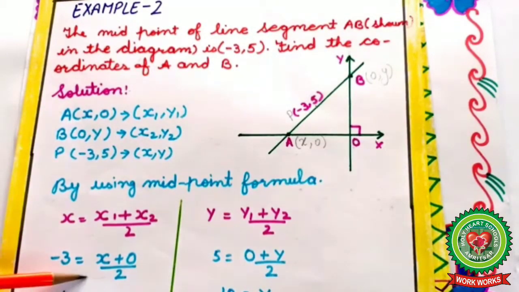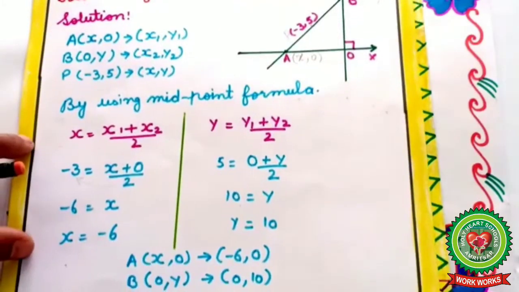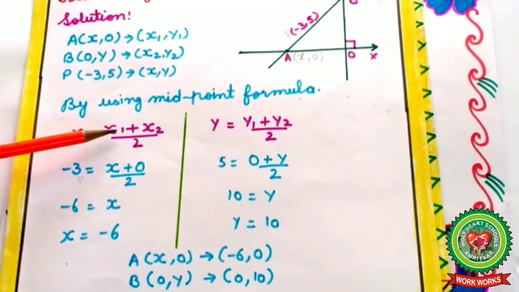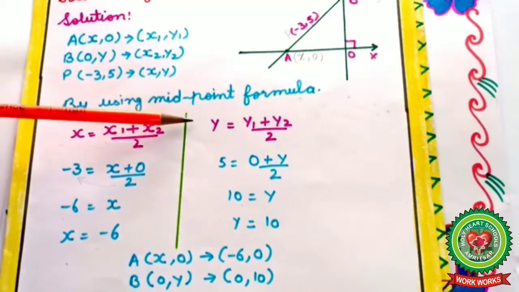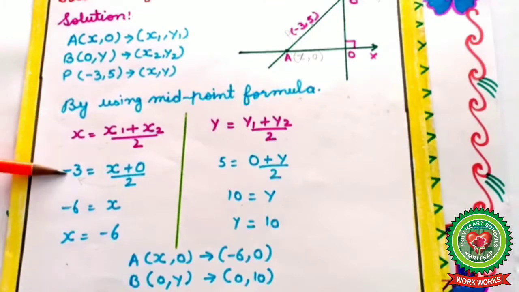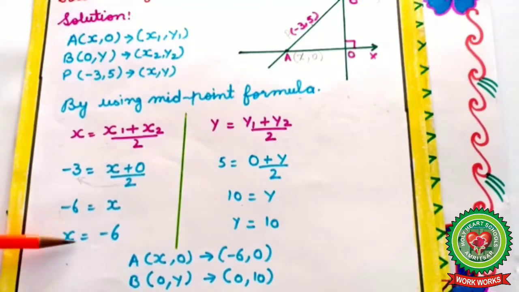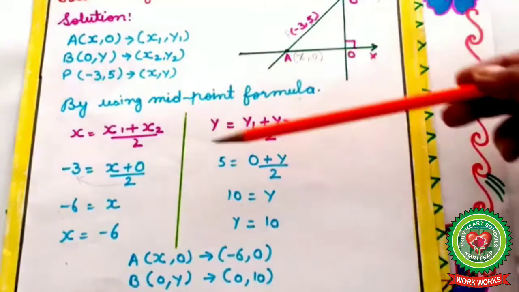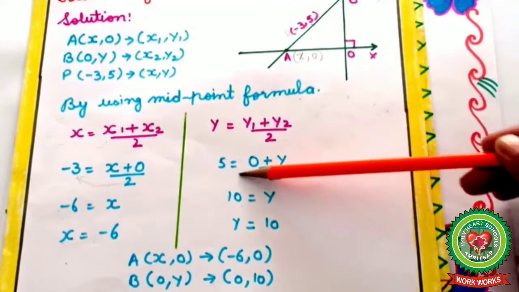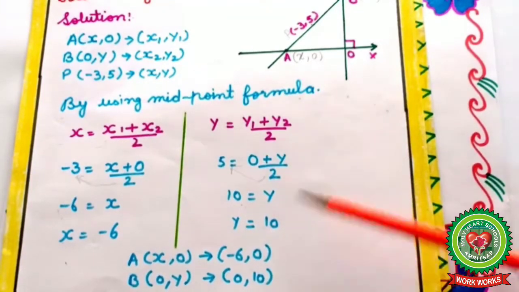Then after multiplication, the value of x is -6. Here the value of x is -3 after filling, and after multiplication the value of x is -6. Here the value of y is 5 after filling this value, and after multiplication 5 into 2, the answer is 10. So the value of y is 10.